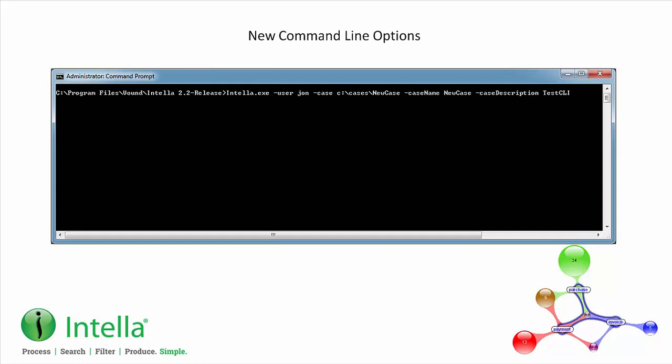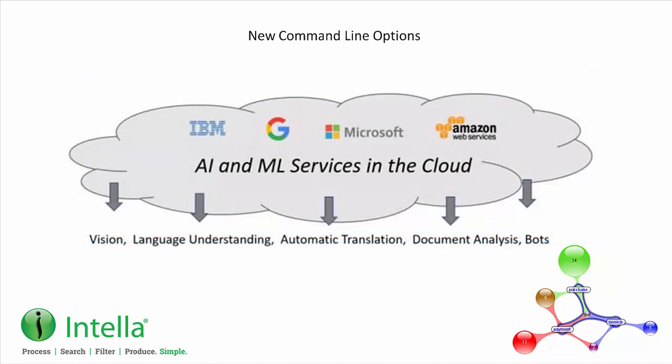We have had command line options in Intella to create cases, index data, and to do other tasks for some time now. In version 2.2, we have added command line options that enable advanced forms of textual analysis. Scripts can be used to leverage cloud AI services to extend the Intella case with several document enrichments. For example, a Windows batch script can be used to index evidence data, submit specific items to cloud services for analysis, and import the results back as tags into the case.